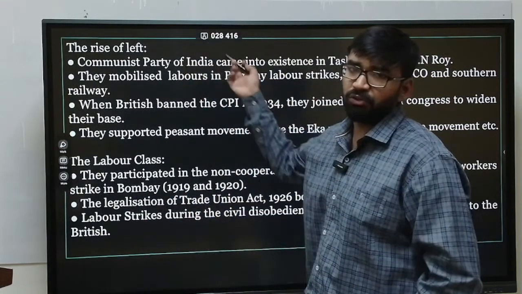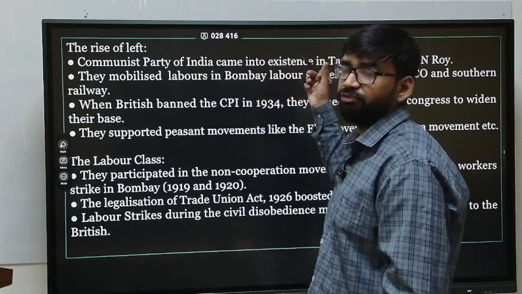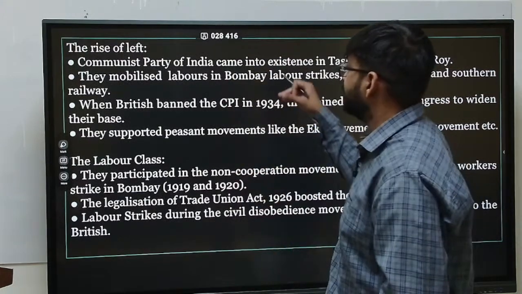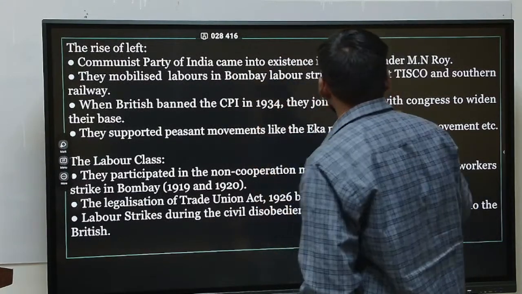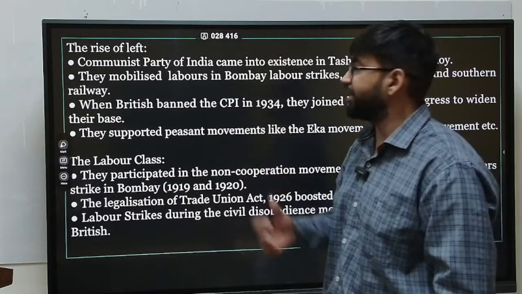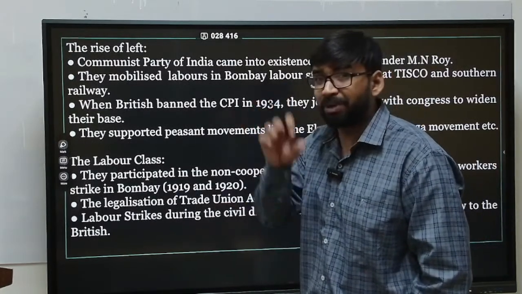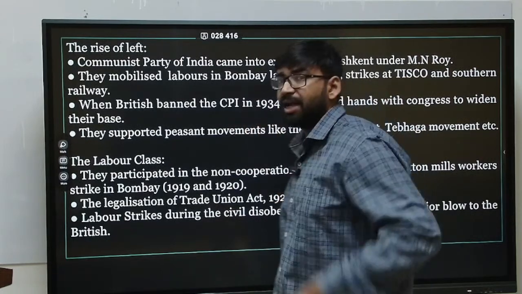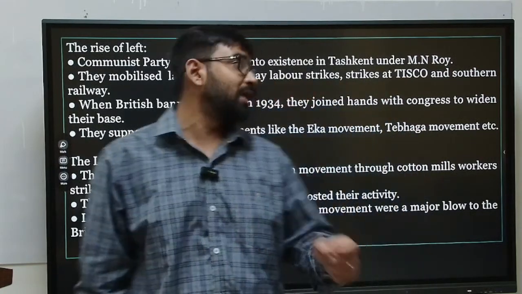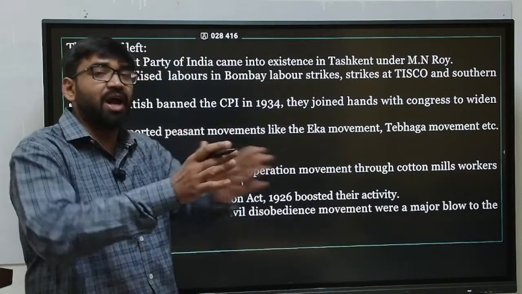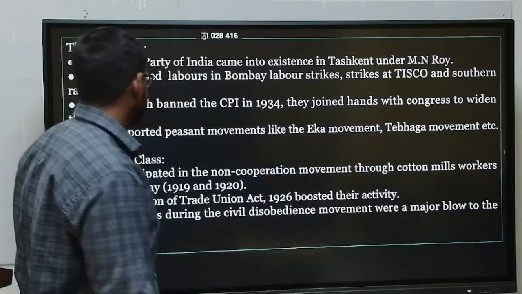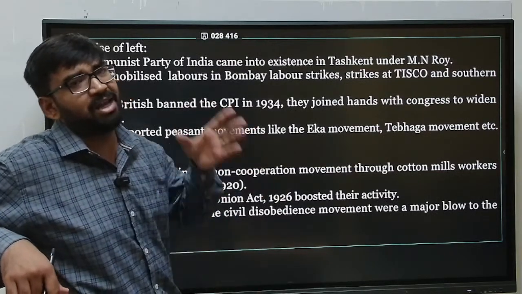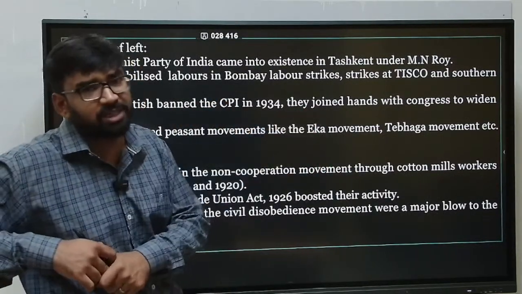So the Communist Party was already established in 1925. After the establishment, the Communist Party mobilized the laborers in Bombay labor strikes, at TISCO also, railways also. So when the British banned the Communist Party of India in 1934, at that time the Communist Party of India joined hands with Congress so that they can widen their social base. Okay. So the Communist Party of India also supported peasant movements like the Eka movement, Tebhaga movements, etc.